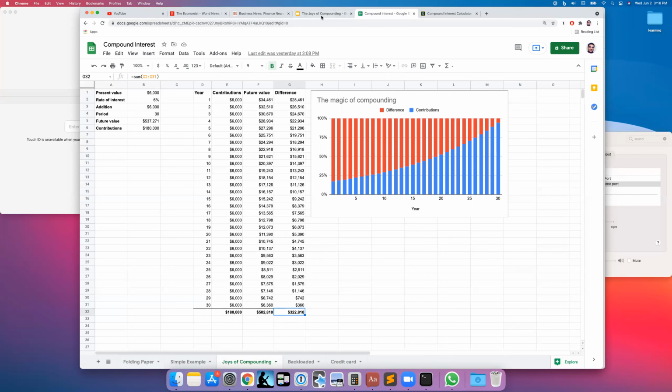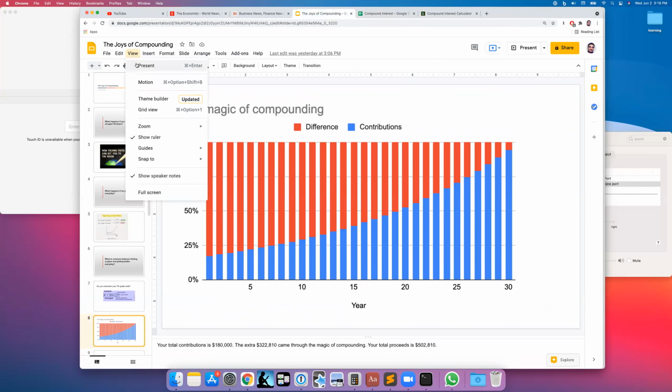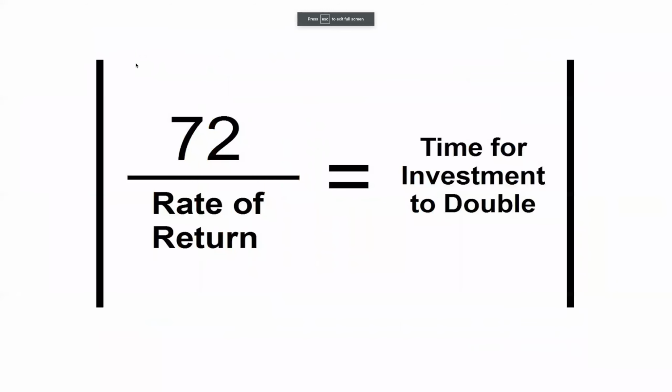Now let me jump back to this slide again. Here's a quick rule of thumb that I'm going to teach you. I don't know if you already know it. If so, let me know. If I tell you the rate of return, let's take if you are going to compound your money at 10%, then using this formula, 72 divided by 10 will be roughly 7 years. It'll tell you the time taken for the money to double if you know the rate of interest, and vice versa.